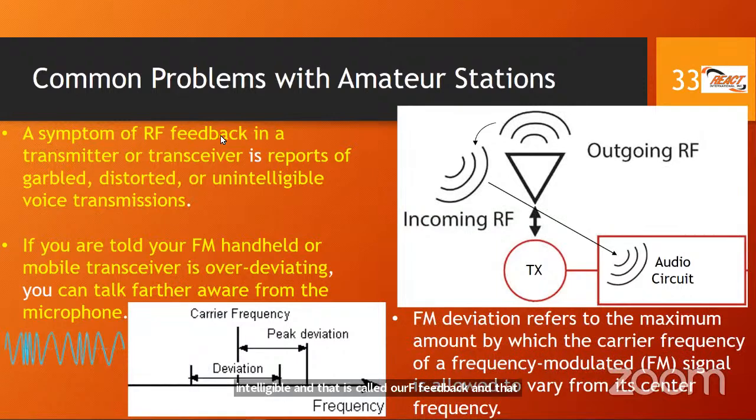A symptom of RF feedback in a transmitter or transceiver is reports of garbled, distorted, or unintelligible voice transmissions. RF feedback, and that's how it sounds, and that's the report you will get from the other amateur radio operator that you're talking to. They will report that to you and say, hey, you're sounding distorted or garbled, and that's one potential.